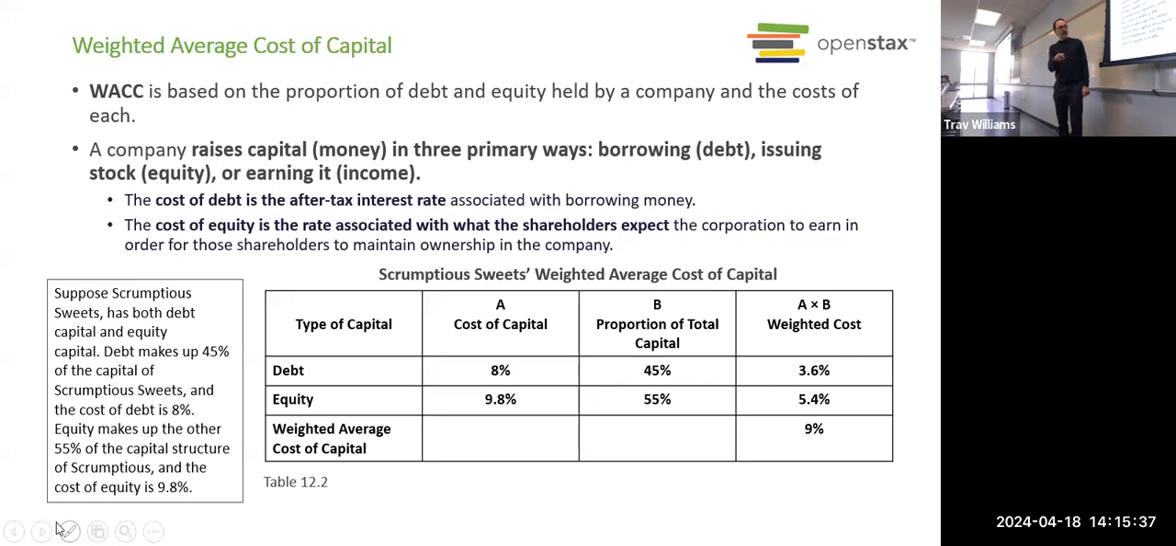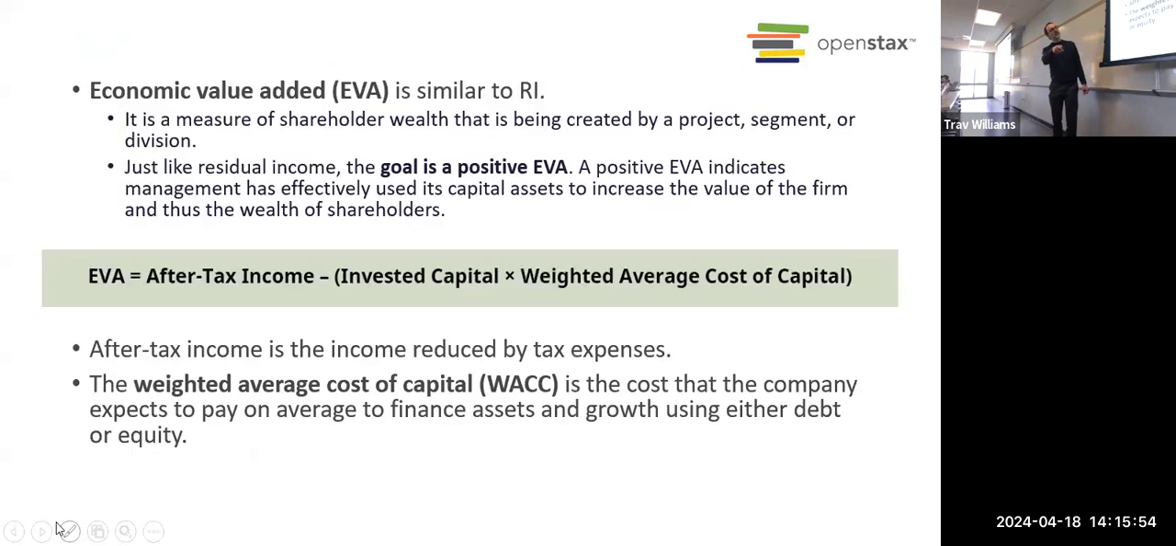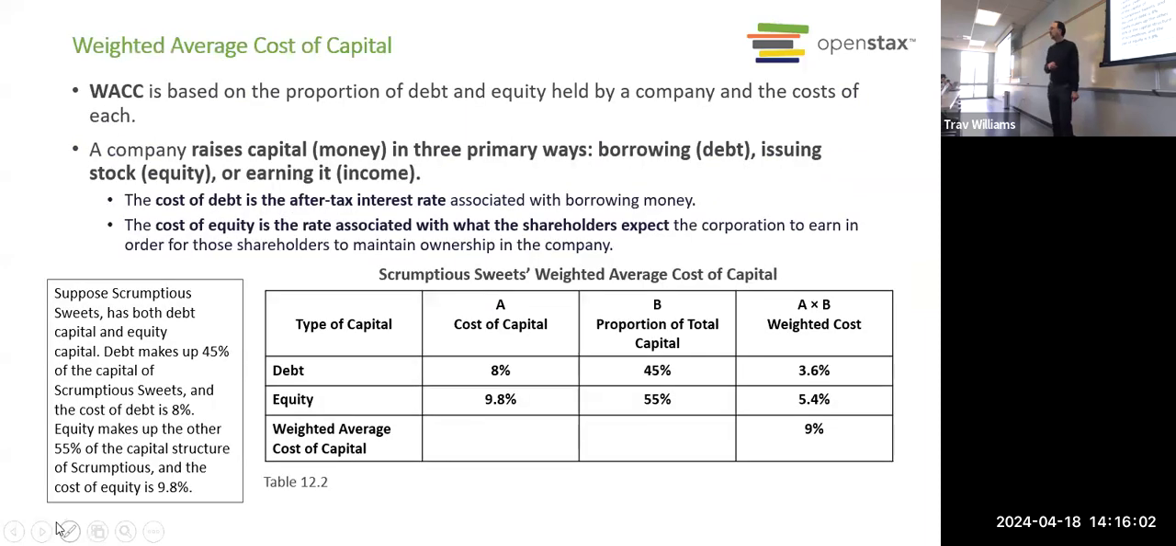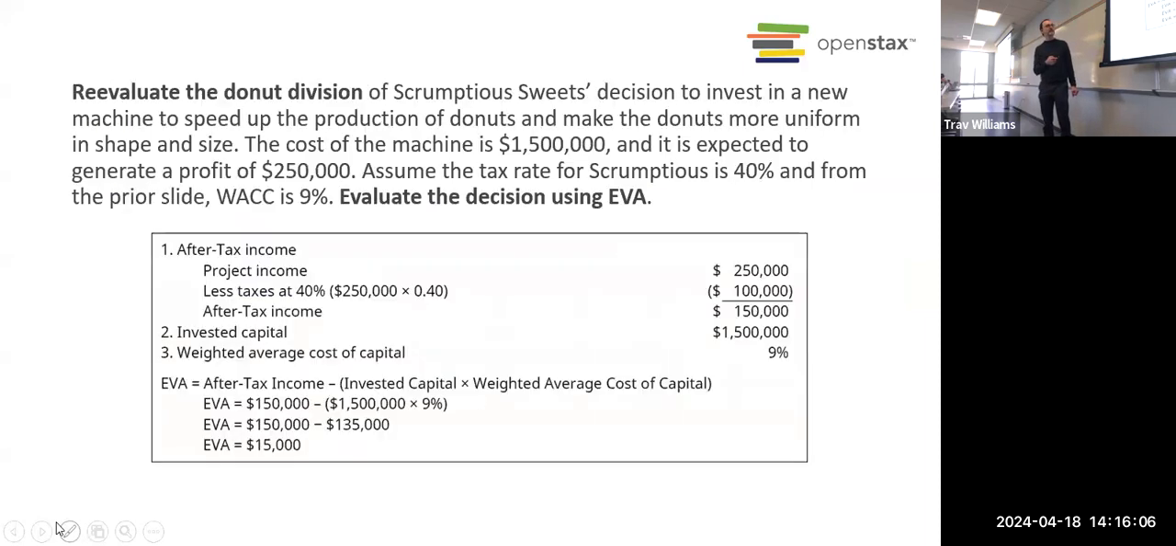So then you take the cost of capital for debt times what proportion of your capital is made up of debt, and you get this weighted cost of capital. You do the same thing for equity. You add them together. That is your weighted average cost of capital, which is this part of the formula. Once again, if you end up with a negative number, that's a sign you do not want to do that particular project.